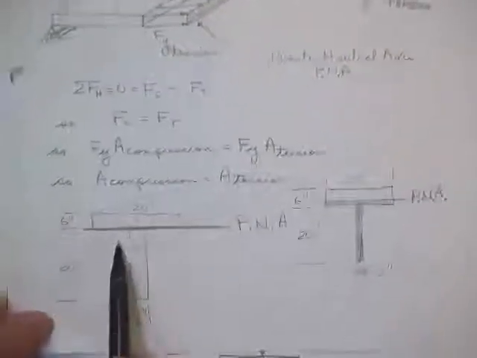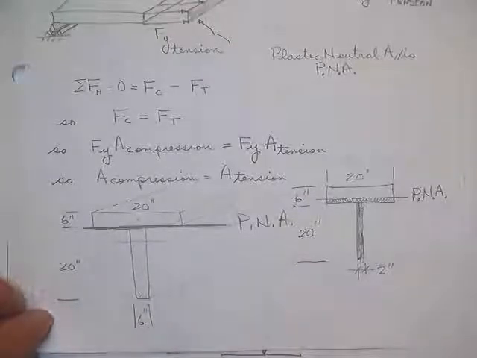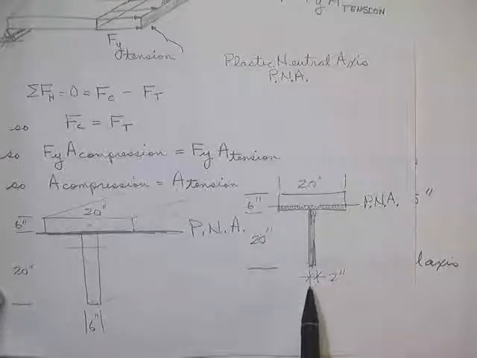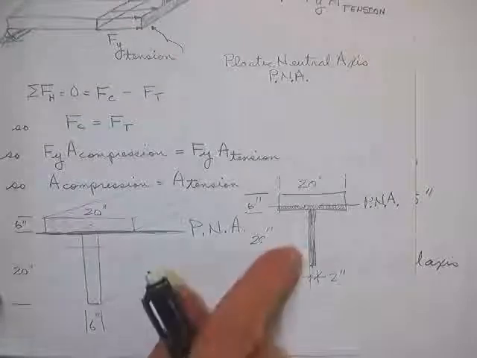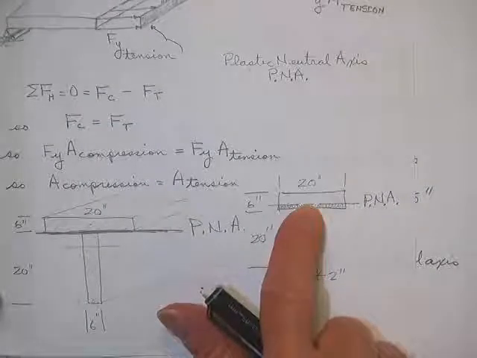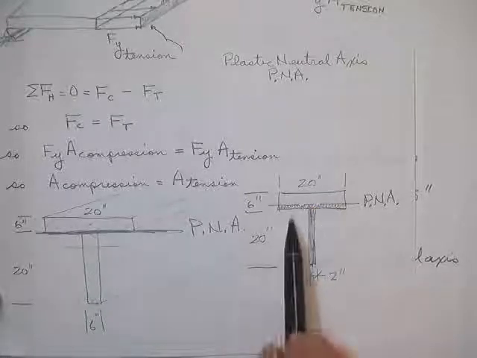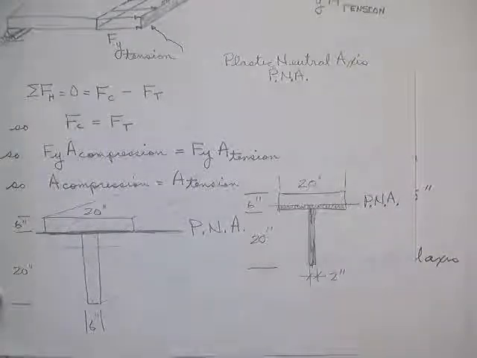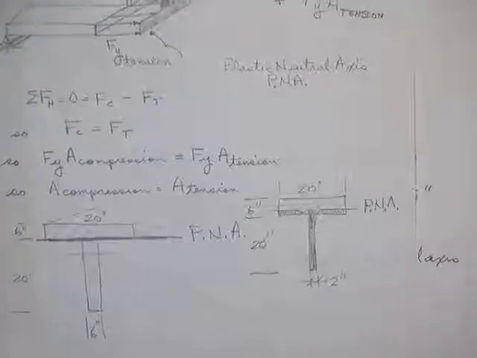Here's a case. I knew where the plastic neutral axis was on that one because 20 by 6 and 20 by 6, that's easy to do. Here's one that's 20 by 6 and 20 by 2. Now, I don't know where the plastic neutral axis is, but I see you took a lot of this area off, so I know I'm going to have to go on up in there and pick up some area so that this area that's lightly shaded is equal to this area that's heavily shaded down in here. Because the two areas have to be equal.